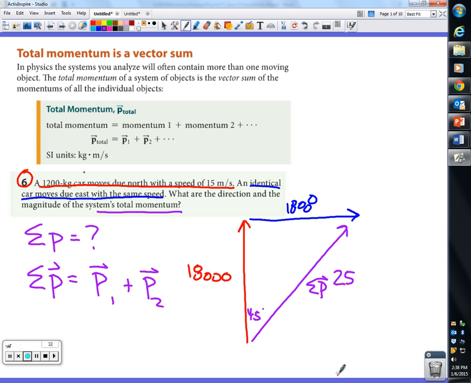It's got to be bigger than 2,500. Is it 25,000? Yeah. It's got to be 300.